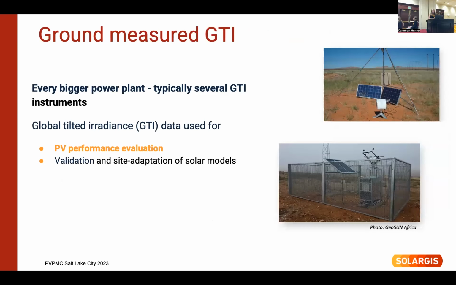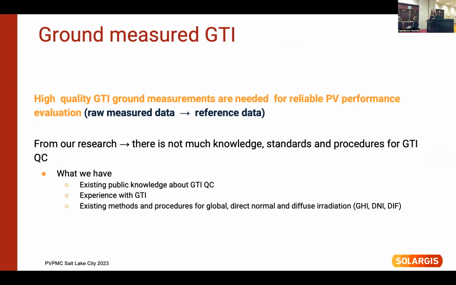All right, so this was generally about measurements, but today I wanted to speak about GTI, global tilted irradiance. And why? Because every bigger PV plant typically has several GTI instruments. And very importantly, these measurements are used for PV performance evaluation. They can also be used for validation and adaptation of models. So if you want to use them for PV performance evaluation, we need high quality GTI measurements to get reliable results, right?